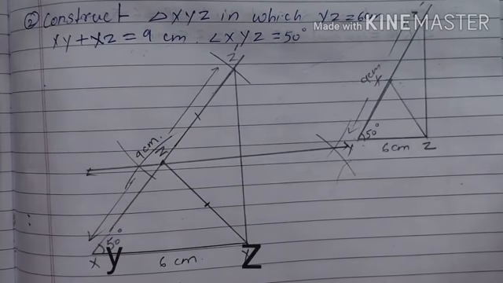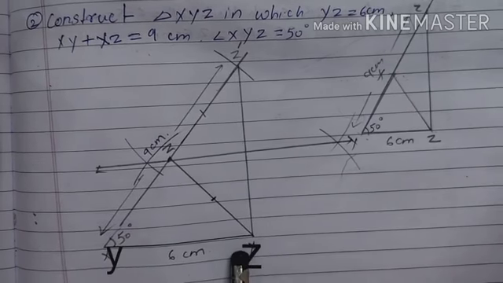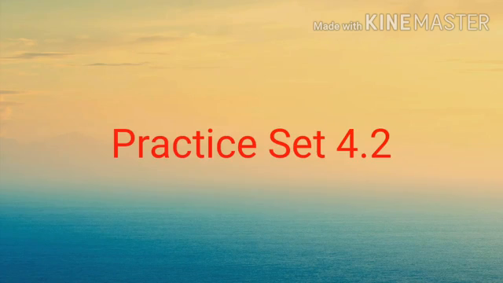I hope you understood the construction or steps of construction and the method of construction of this type of construction, in which length of base, one angle and sum of two sides are given. Let's move to the practice set 4.2.